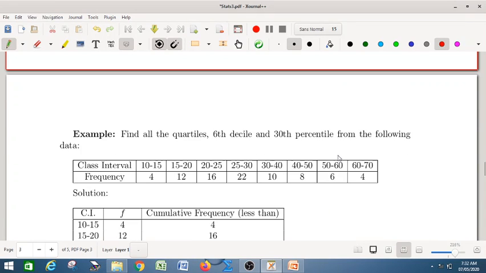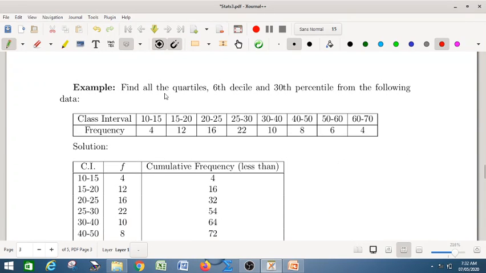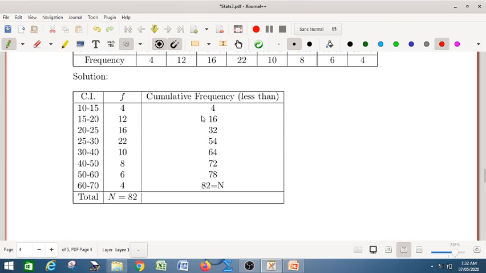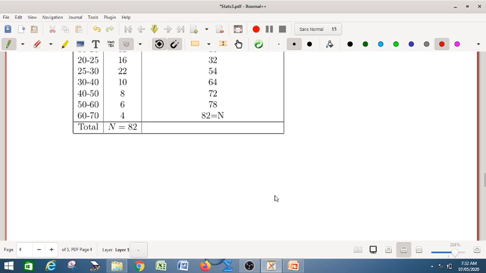Let's look at an example here for you. Find the quartiles, 6th decile and 30th percentile. This is the class interval and frequency. It's continuous data, so this is your class boundary actually. So this is your cumulative frequency. As usual, you can calculate.